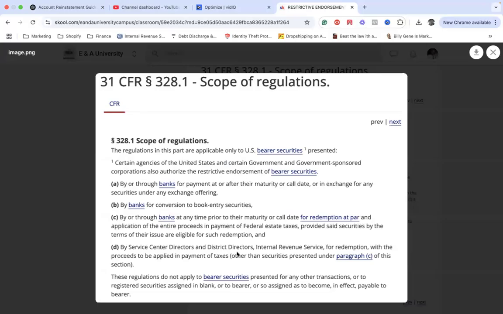by center directors, district directors, Internal Revenue Service for redemption with the proceeds to be applied in payment of taxes, other than securities presented under paragraph C of this section. So these regulations do not apply to bearer securities presented for any other transactions, or registered securities assigned in blank, right? So if you don't restrictively endorse your check or your bond or your instrument, then this doesn't pertain to it, or signed so as to become in effect payable to bearer.